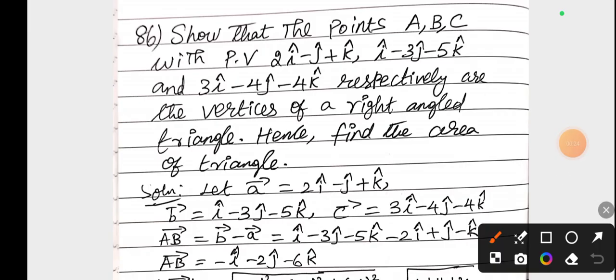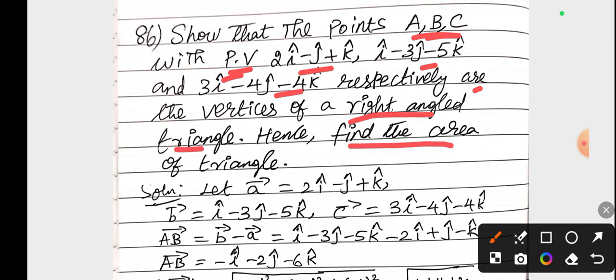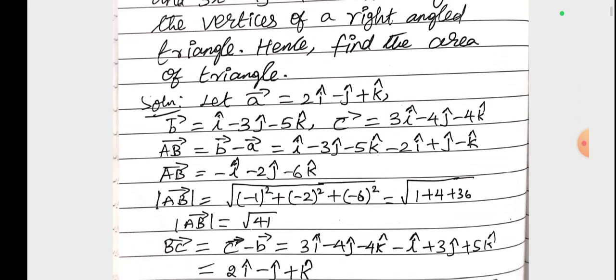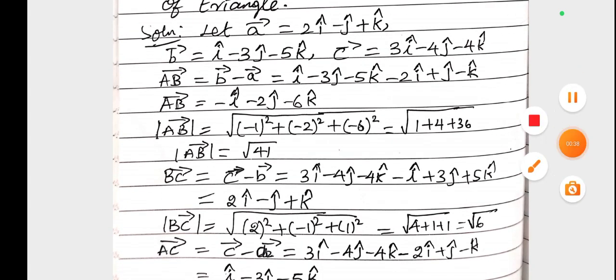Now the 86th one. ABC with the position vectors, three vectors respectively, are the vertices of a right angled triangle. Hence, find the area of the triangle. Children, this concept we already know. It was there in the book. So, we have more ways to do it.